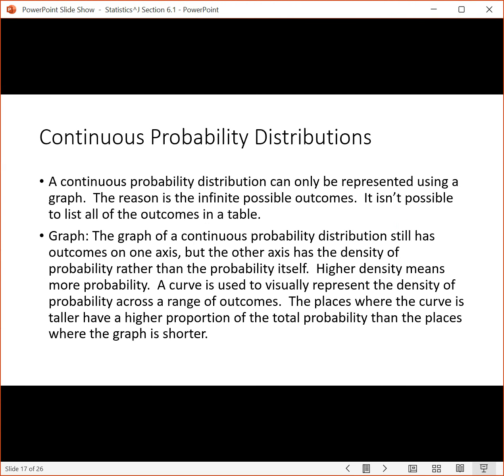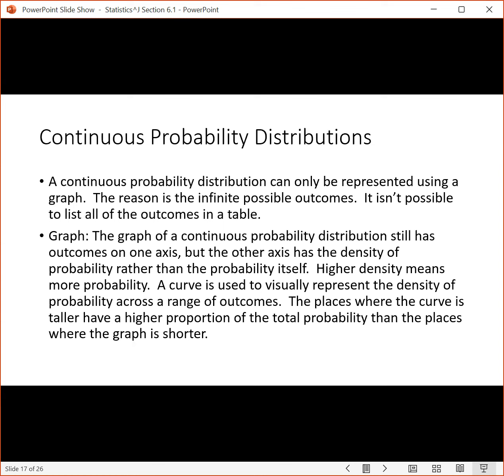So continuous probability distribution. So what are the differences between discrete and continuous? A continuous probability distribution can only be represented using a graph, no tables. Okay, so no tables for continuous probability distributions. The reason for that is the infinite possible outcomes. It's not possible to go through and list all of the outcomes in a table when there are an infinite number of them. That kind of makes sense.